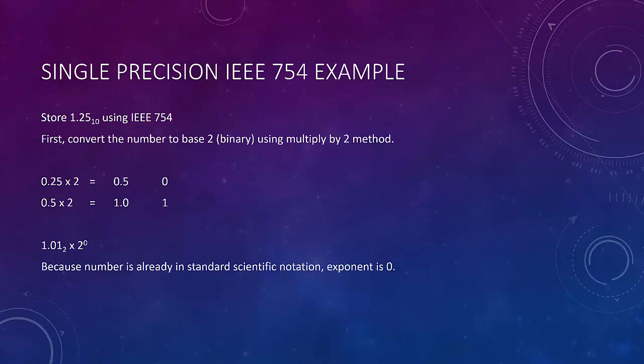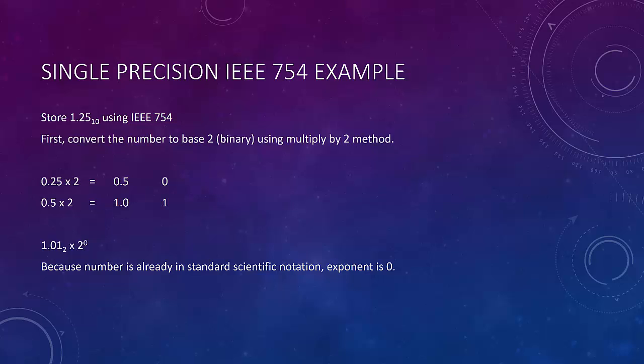But to convert the 0.25, you use the multiply by 2 method. So 0.25 multiplied by 2 gives us 0.5. The whole number part of that is 0, so you write 0 down. 0.5 times 2 gives you 1.0. The whole number component of that is 1. At which point you can stop, because we take the 1 away from 1.0, we're left with 0.0. There's no fractional component remaining.